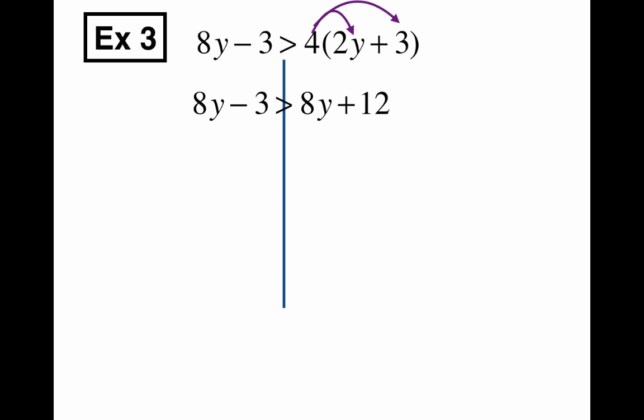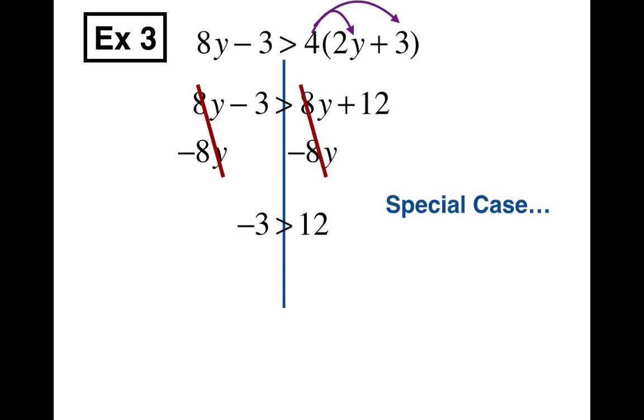Now let's get the y's together. So I'm going to move one of the 8y's over and take it away. Here's where this problem gets weird. If you take 8y minus 8y, you get 0 y's. They go away. So all I have left is -3 is greater than 12. Is -3 greater than 12? No, it's not, is it?